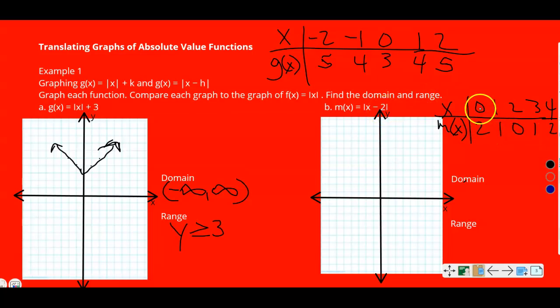All right, so take these points and plot them. So you've got 0, 2, and I've got 1, 1. I've got over 2 and 0. And I've got 3, 1. And I've got 4, 2. So again, you can see that this is the same v-shaped graph. It's just been shifted 2 units to the right.